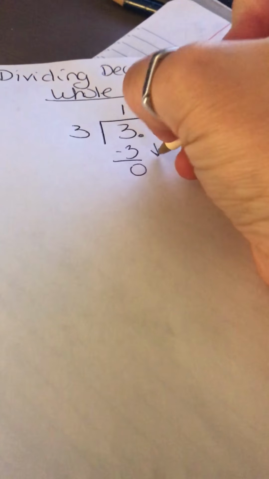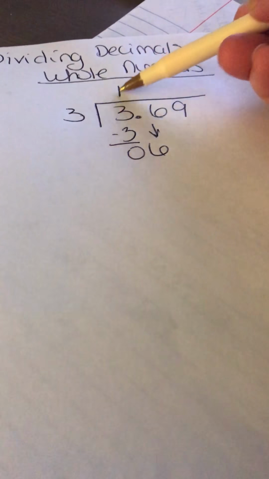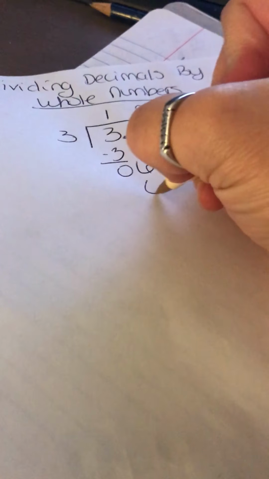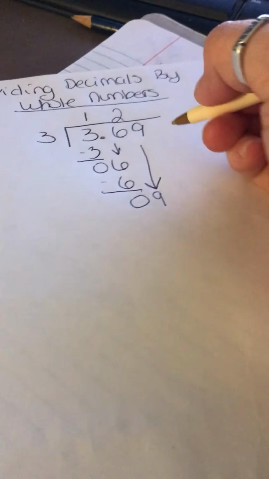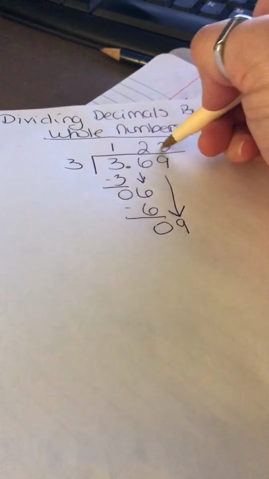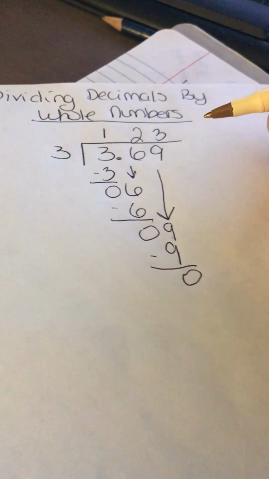And basically I'm just following the long division process. 3 went into 3 one time. 1 times 3 was 3, and when I subtract it 0, bring down the 6. 3 goes into 6 twice. 3 times 2 is 6. I subtract and get 0. And I bring down my 9, so I repeat. 3 goes into 9 3 times. 3 times 3 is 9. And I have no remainder.